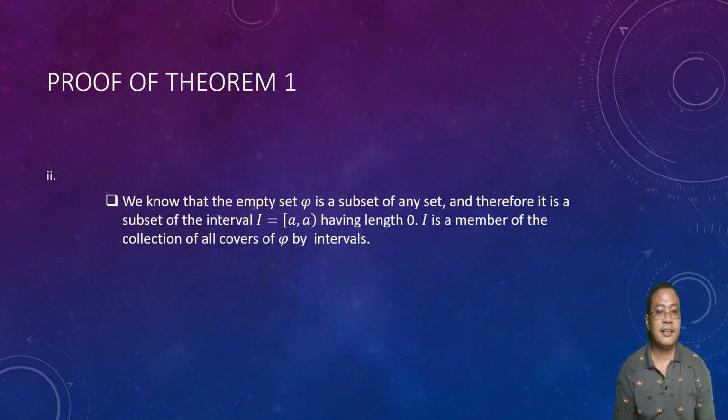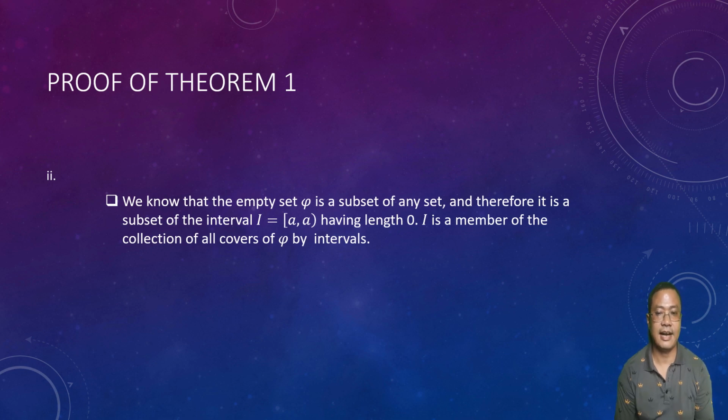We know that the empty set is a subset of any set. Okay, the empty set is a subset of any set, and therefore it is also a subset of the empty interval. So what is the empty interval? I is equal to [a, a], so the endpoints are the same. Okay, so that is the empty interval, and the empty interval has length 0.